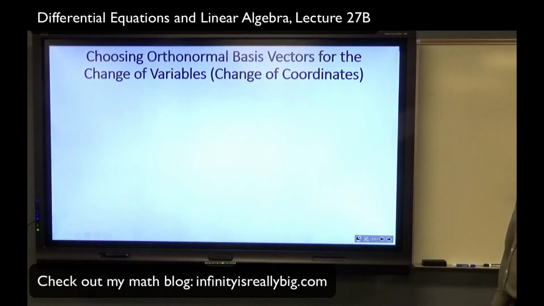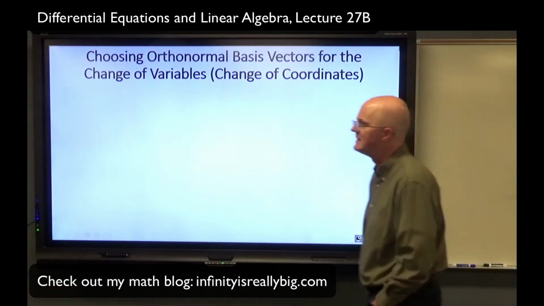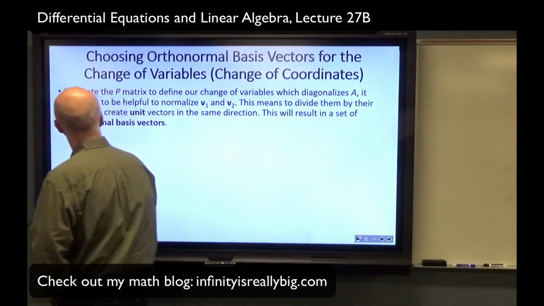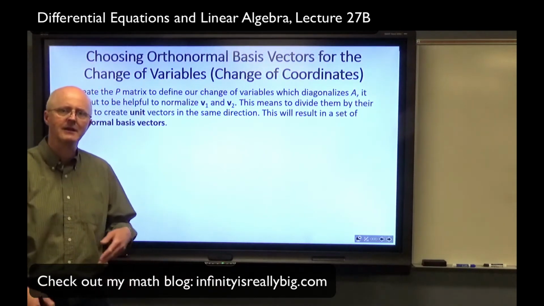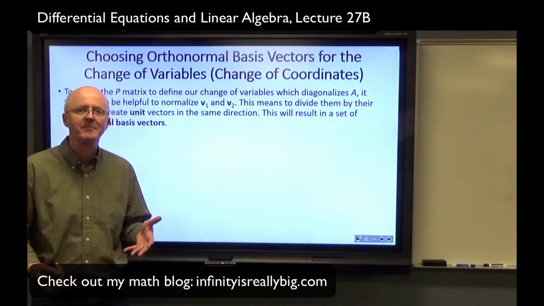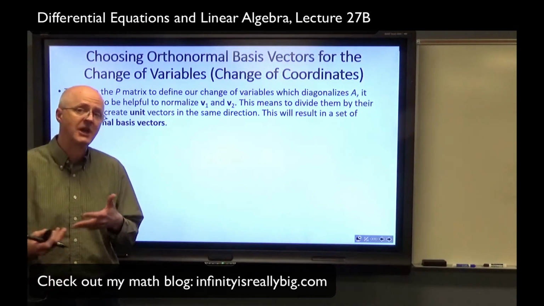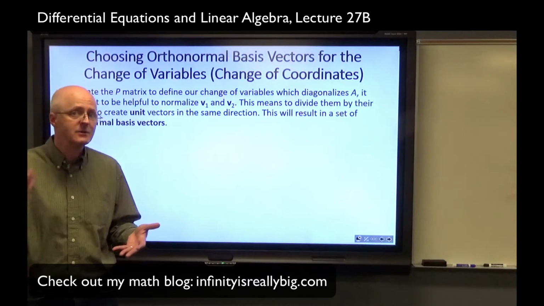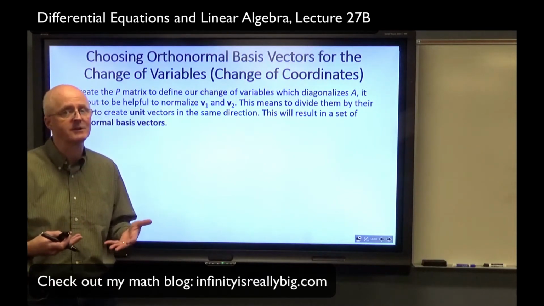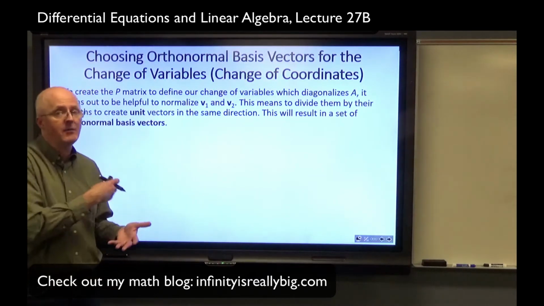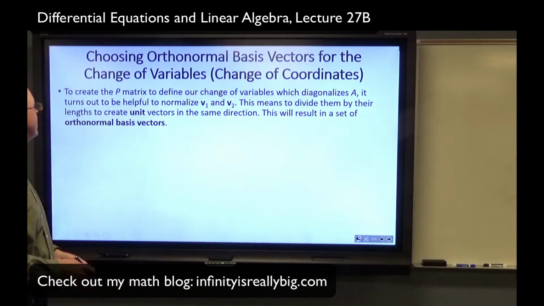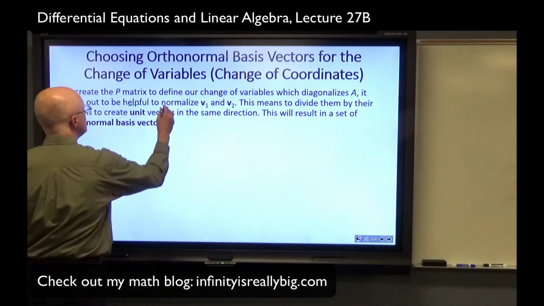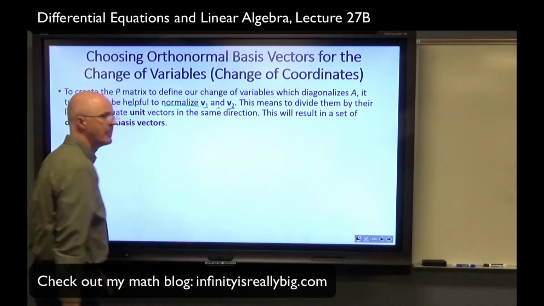Choosing an orthonormal basis of vectors, basis vectors for the change of variables or change of coordinates. What in the world is that? Remember that once we've found the eigenvalues and eigenvectors, if we want to diagonalize A, we want to create a P matrix, a change of coordinates matrix really, whose columns are the linearly independent eigenvectors of A. And I could do that with the other vectors that I had in the other slide, v1 and v2, but it's going to be helpful to normalize v1 and v2.